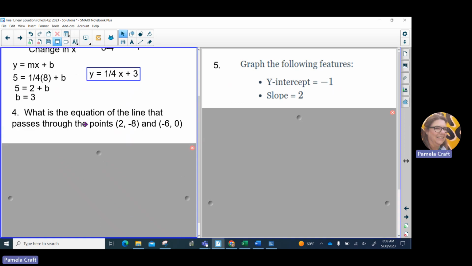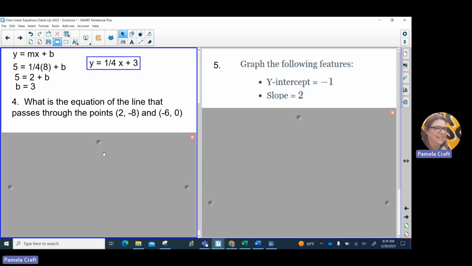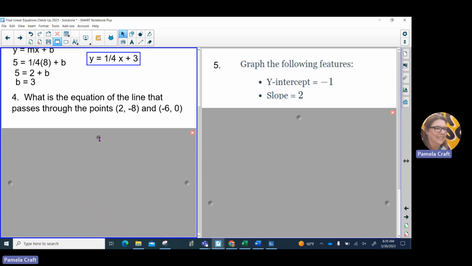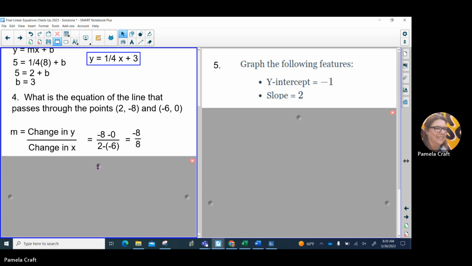Number 4, what's the equation of a line that passes through the points (2, -8) and (-6, 0)? Again, we're going to find our slope by finding the change in y over the change in x. So we have -8 minus 0, those are my y coordinates, over 2 minus -6, so -8 over +8 gives me a slope of -1.